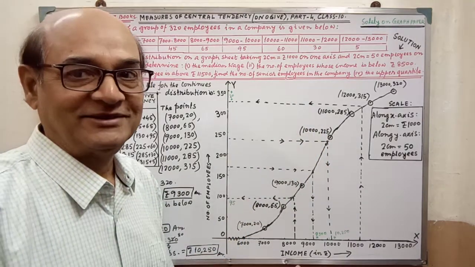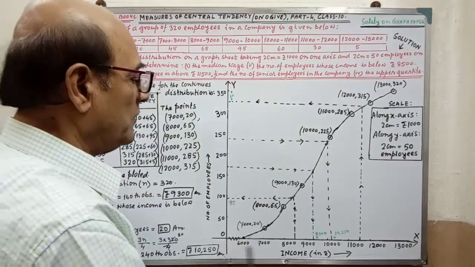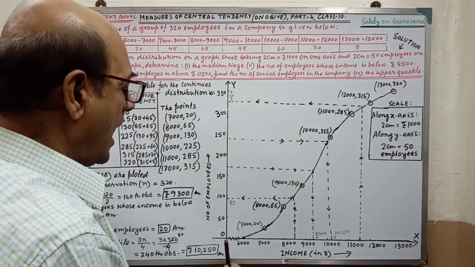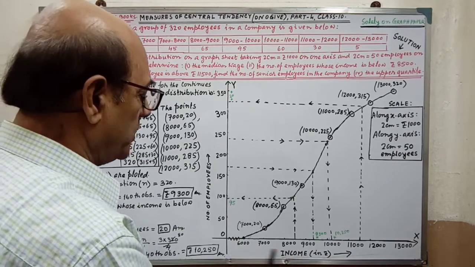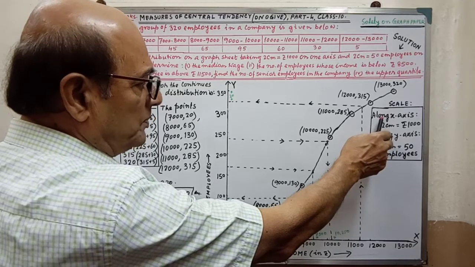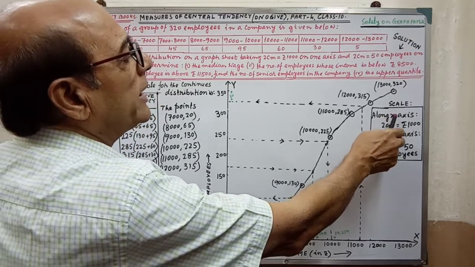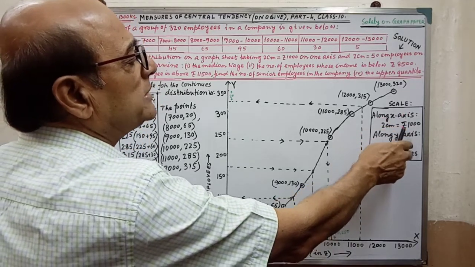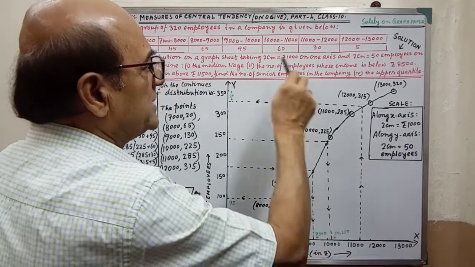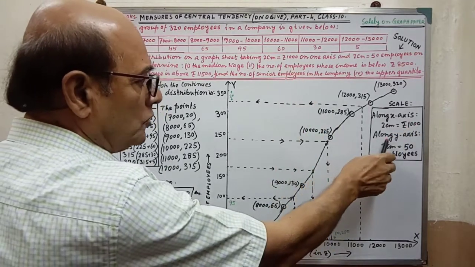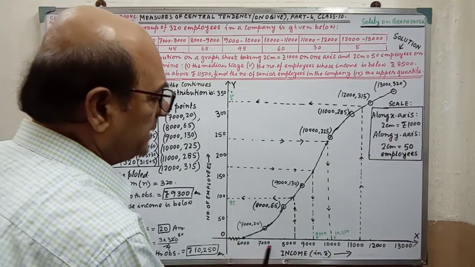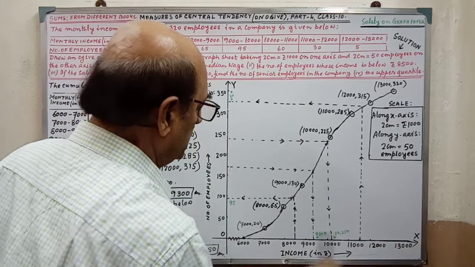This is the vital. You have to draw the first quadrant, that is X, O, Y. Then you have to take the scale in this way, that is scale you have to write right side at the top of the graph along X axis 2 centimeter equal to rupees 1000, that is given in the question, and along Y axis 2 centimeter equal to 50 employees. That scale you have to draw in this way.